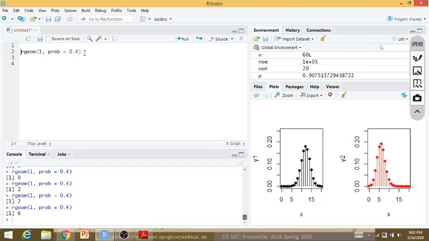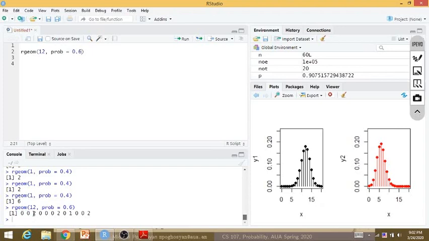Okay, so let me do, say, 12 experiments of that type with probability 0.6. So I'm running this. I have 12 numbers. So 0 means the first one was success. Another try, the first one was success.